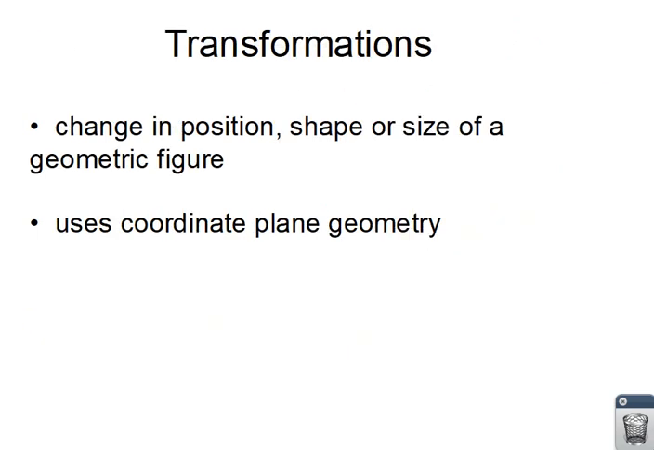Alright, a transformation. This is what chapter 9 is all about. It is a change in position, in shape, or in size of a geometric figure. And we are going to use a lot of coordinate plane geometry. You can do it just in general, just a shape sitting on a wall somewhere or on a floor or something like that. We're going to put it on a graph just for simplicity so we have numbers to count and that sort of thing.